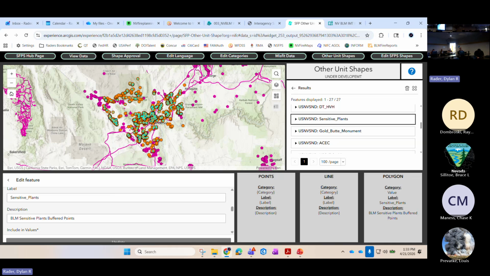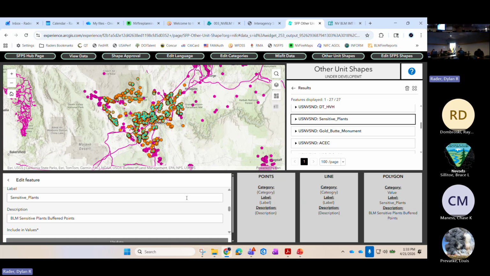But until then, you can use other unit shapes as a catch-all. Anything and everything. If there's stuff that you want to have in your WFDSS decisions that isn't addressed by your FMP, you can include it in other unit shapes.